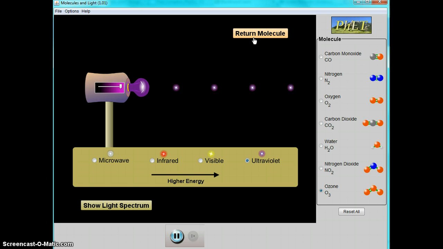But that is how light influences molecules.